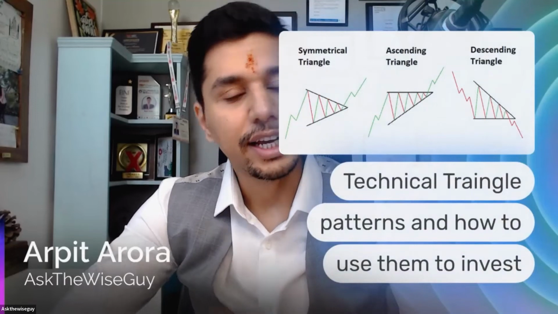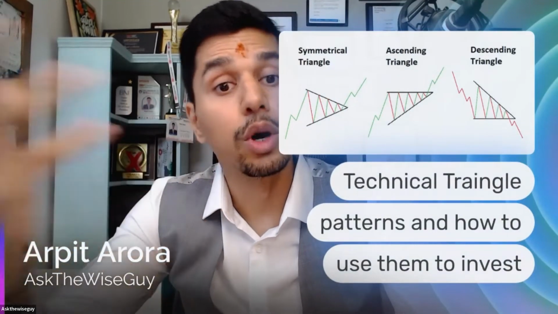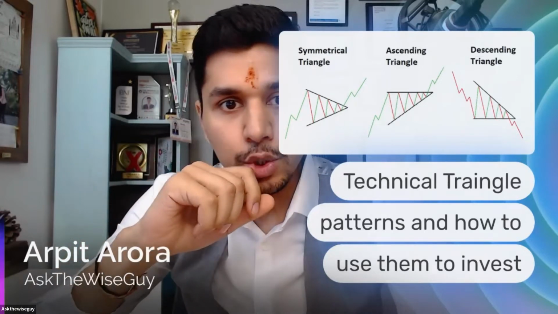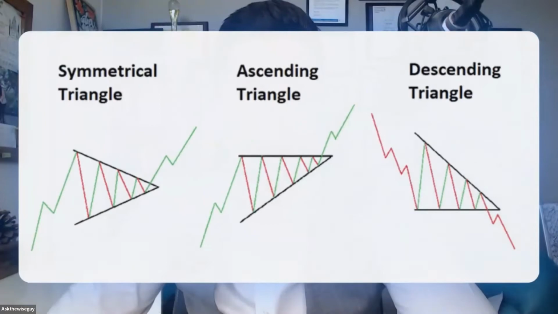In technical analysis, like I told you, there are more than 200 tools one can use. One of them is triangles. So these are the three ways a triangle looks.